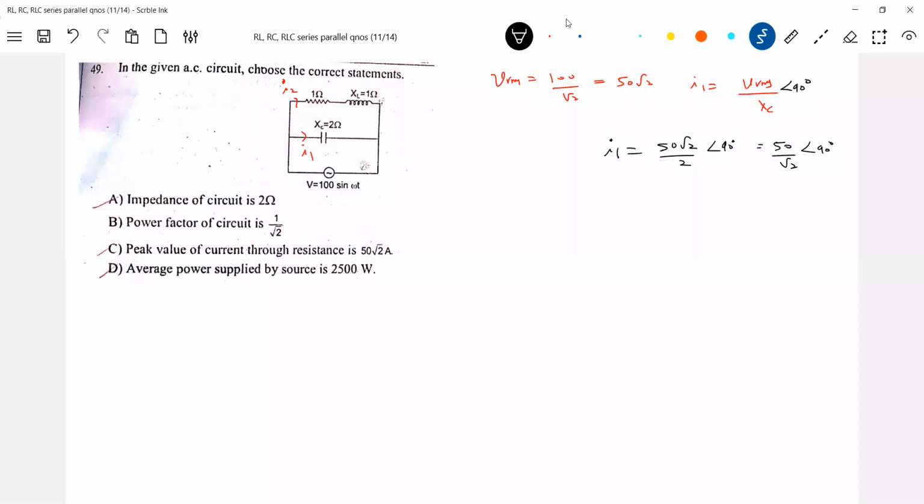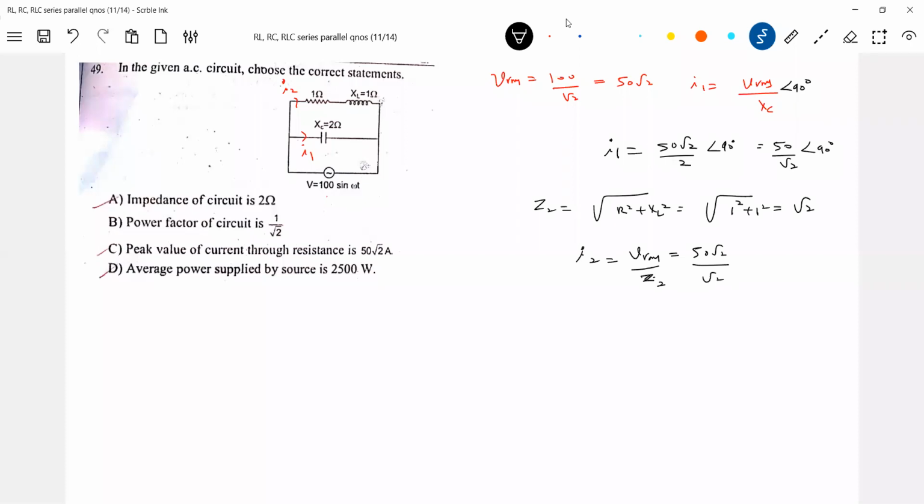Okay, then let's come to I2 now. So what is I2? First we'll calculate the impedance of the circuit. Z2 should be equal to the square root of R square plus XL square, which is square root of 1 square plus 1 square, so root 2. Then I2 is equal to VRMS by Z2. VRMS is 50√2.